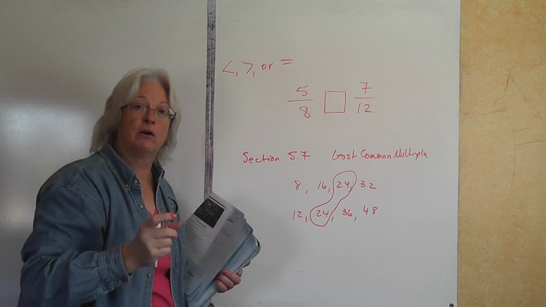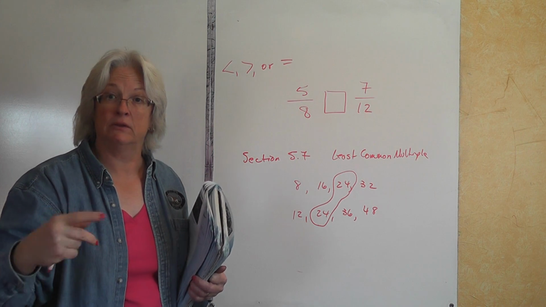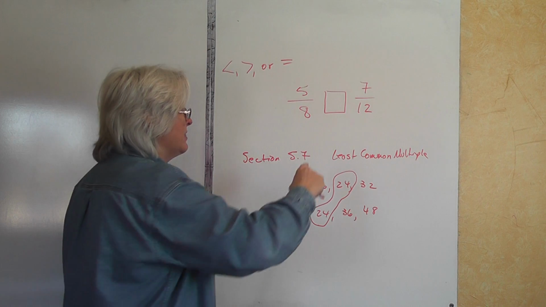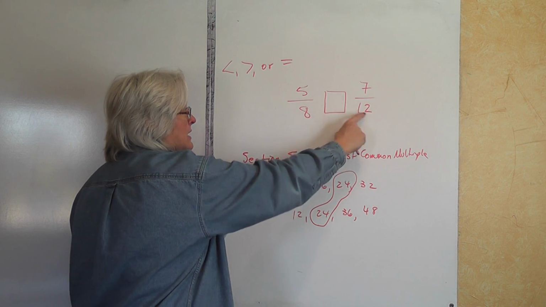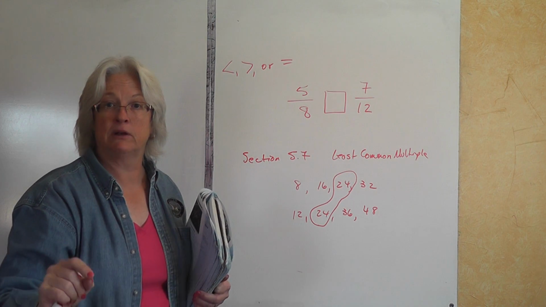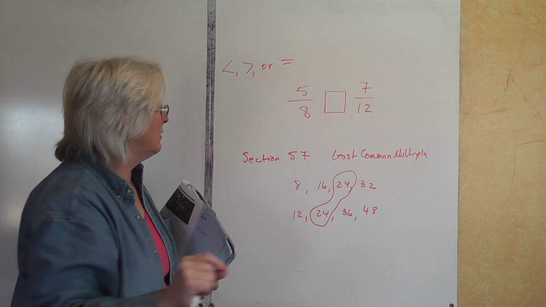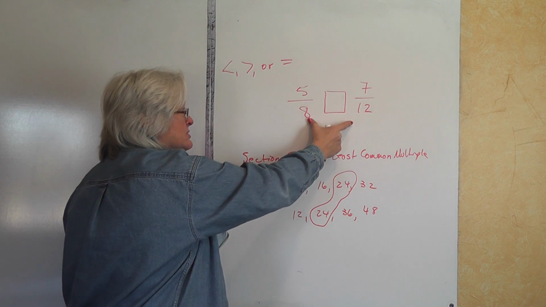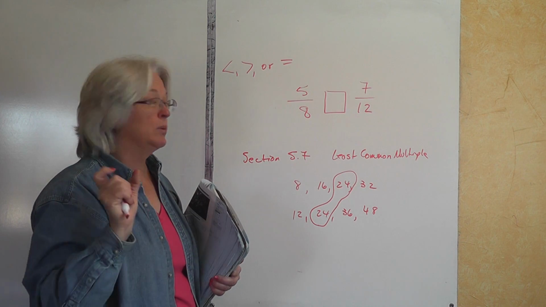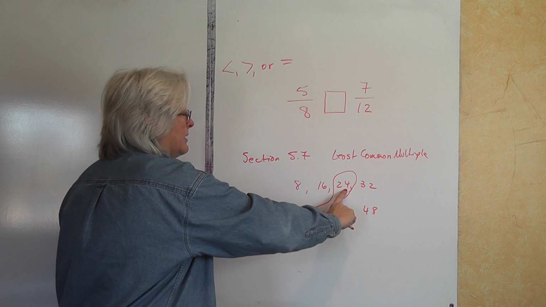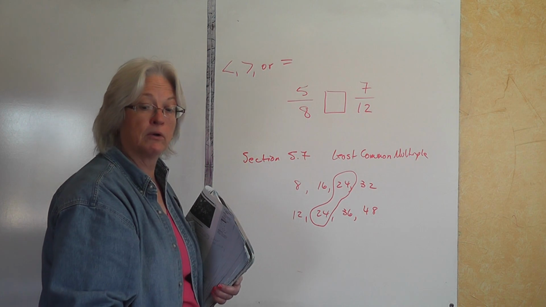Remember, to compare or to combine, to add or subtract fractions, they have to be the same kind. They have to have the same denominator. When we have a denominator of 8 and a denominator of 12, they're not the same kind, so we're going to rewrite this with our least common multiple as a denominator, which is 24.